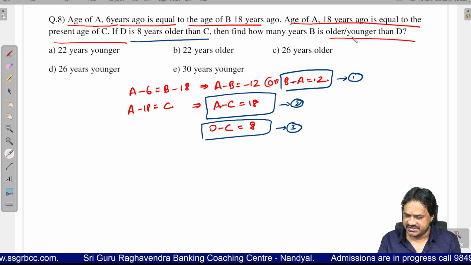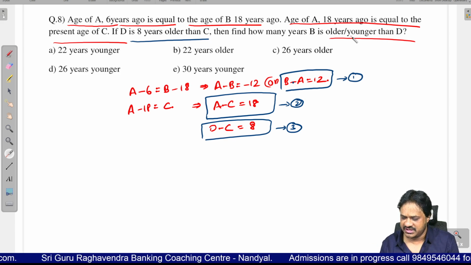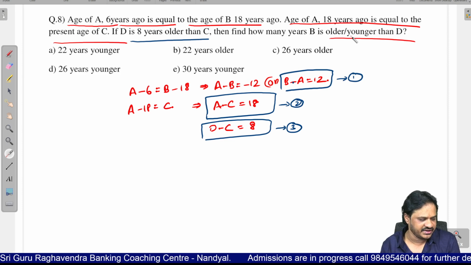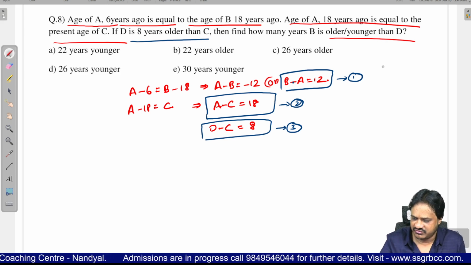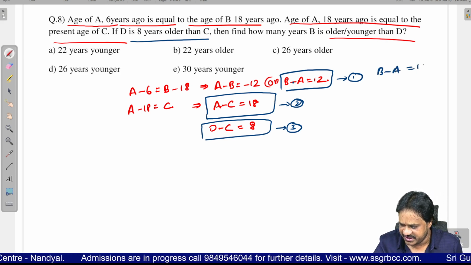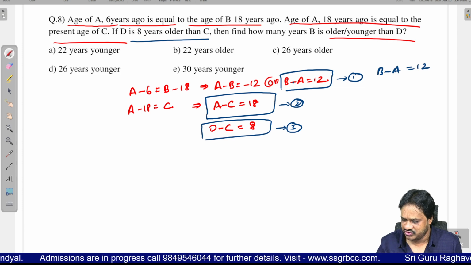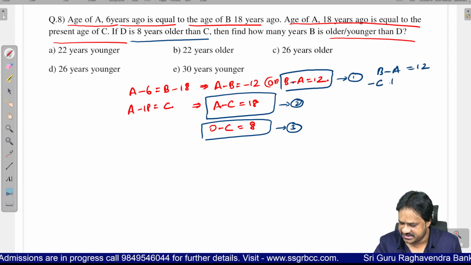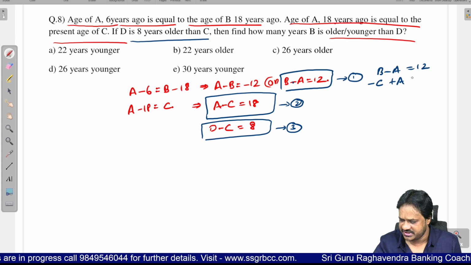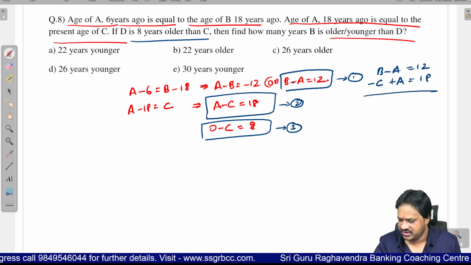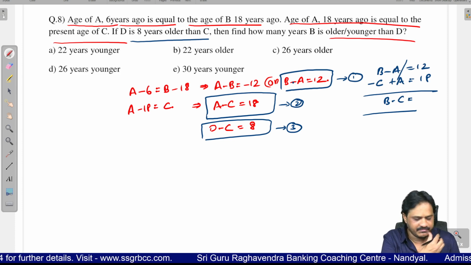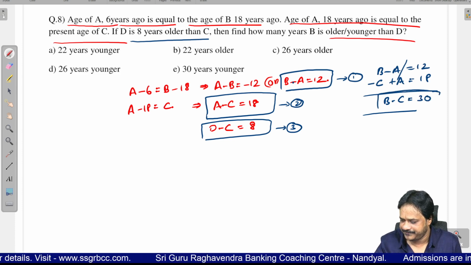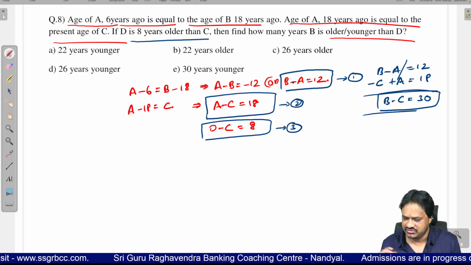Find how many years B is older than D. So we have to establish the relation between B and D. Now let us take equation 1 and equation 2. What is equation 1? B minus A is 12. What is equation 2? That is minus C plus A, A minus C or minus C plus A is equal to 18. Now if you do the calculation, we will get B minus C is equal to 30.